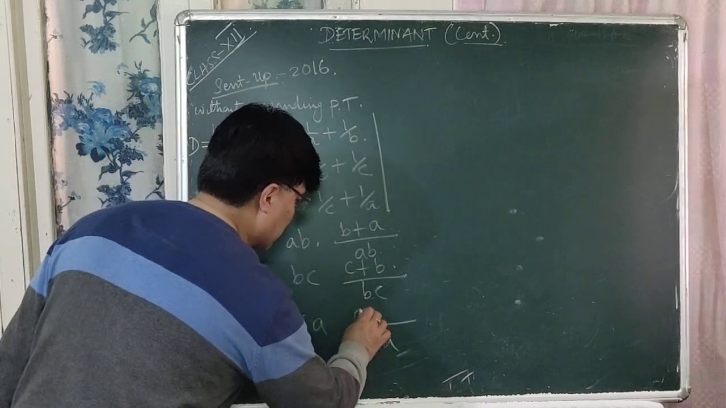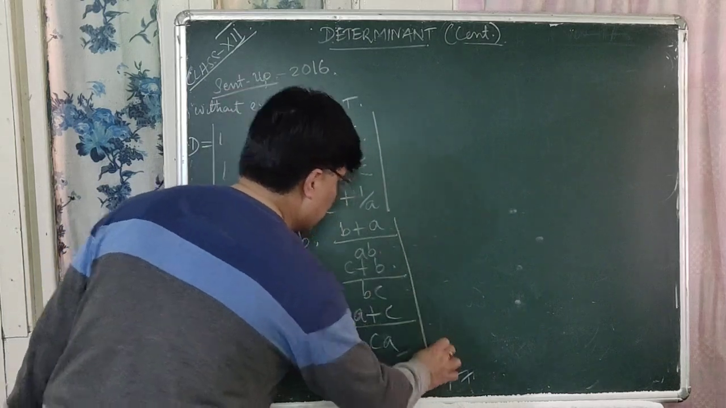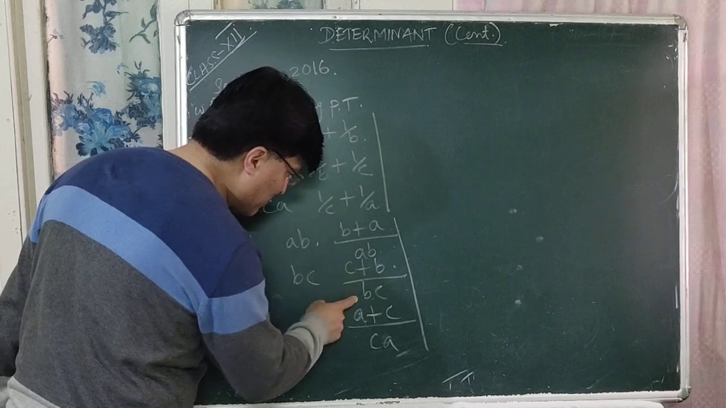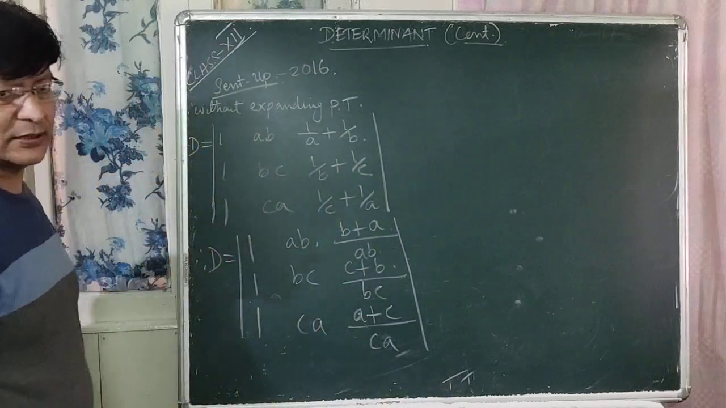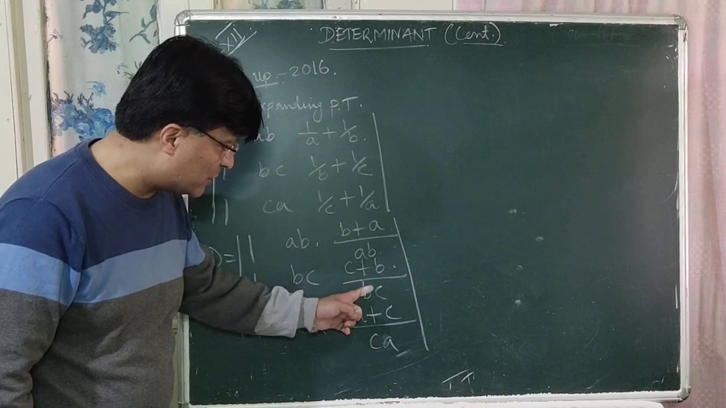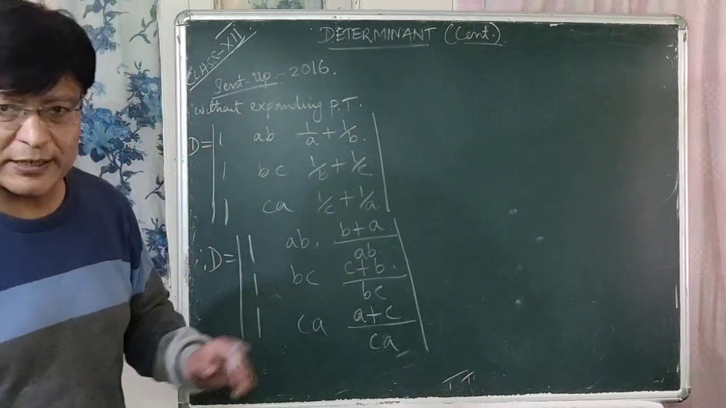That is A plus C. Now let us cancel this AB, BC, CA in the denominator. In the first column, there is AB in the denominator, there is BC in the denominator, there is CA in the denominator. You have to cancel it.